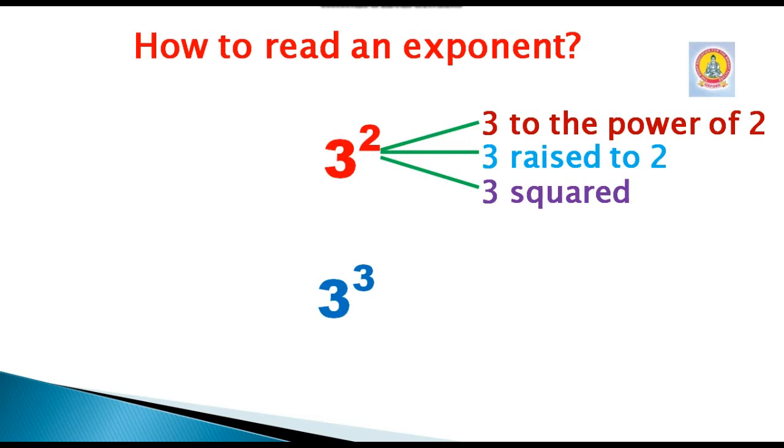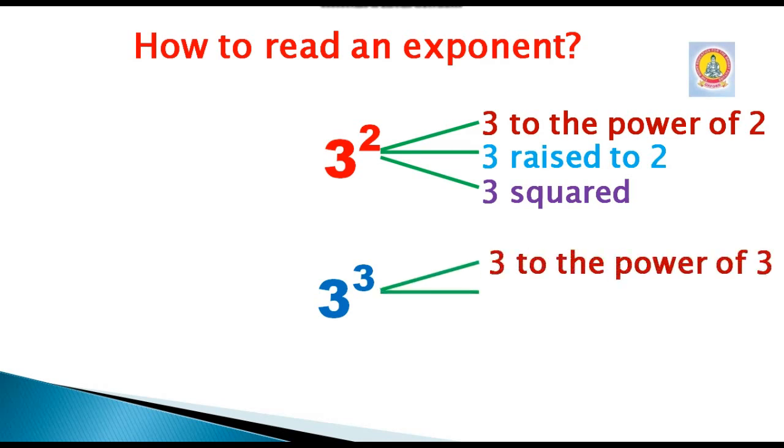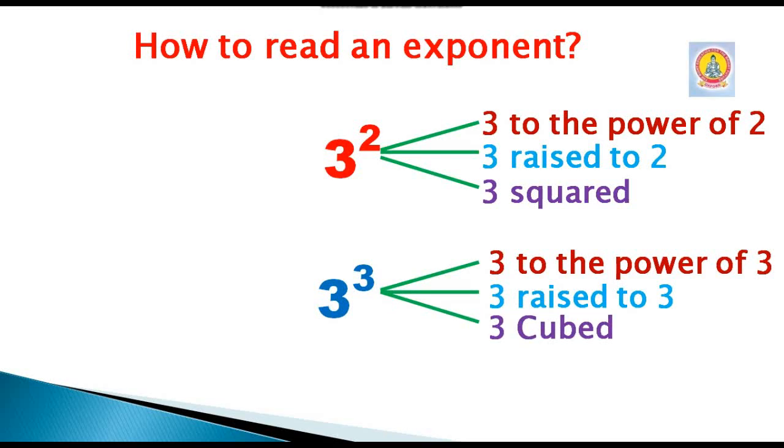Next, an exponent with two threes. With two threes an exponent is made. It is read as 3 to the power of 3, 3 raised to 3, 3 cubed.